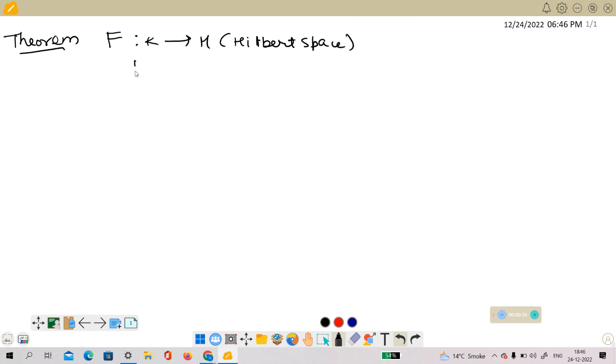Okay, we are now going to prove a theorem which goes like this. We have a function f from K to H, where H is a Hilbert space and K is a subset of H, and it's not just any subset. K is closed and convex both.